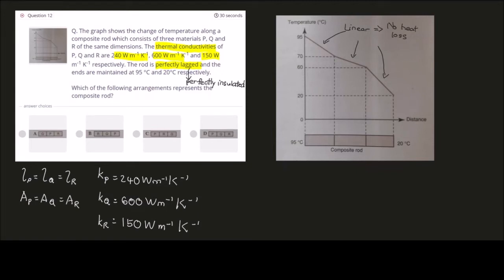And the ends are maintained at 95 degrees Celsius and 20 degrees Celsius respectively. So they are saying that the hotter end is 95, the colder end is 20 degrees Celsius. Okay, so which of the following arrangements represents the composite rod? So this question is quite fresh. What you need to do is arrange whether P comes first or Q comes first or R comes first, then followed by Q or R or followed by P. You get what I mean. Okay, so what should we do now then?